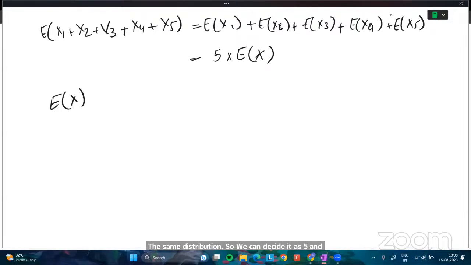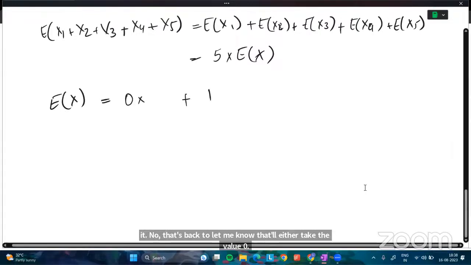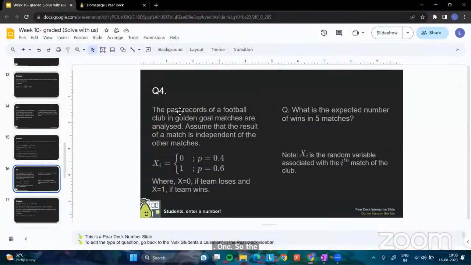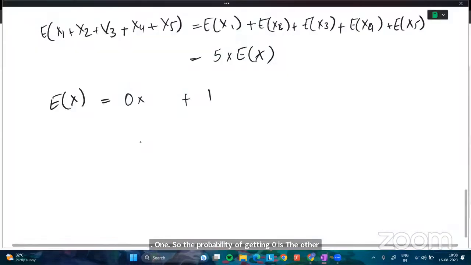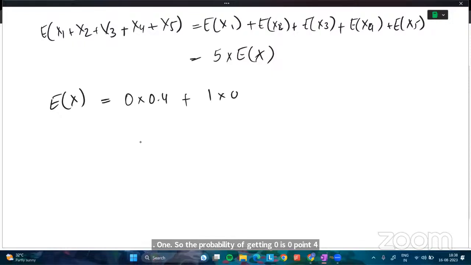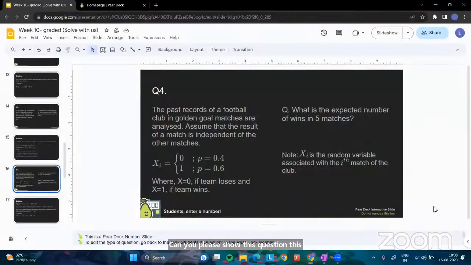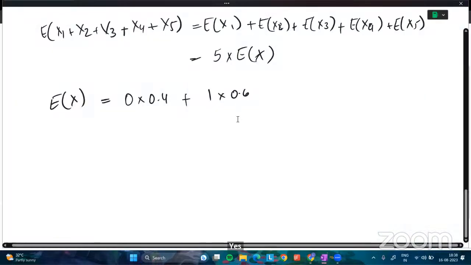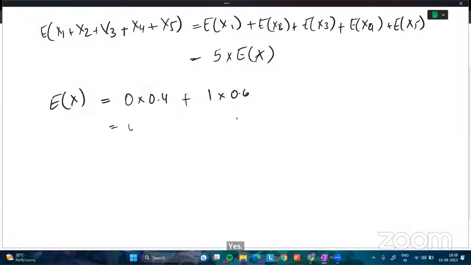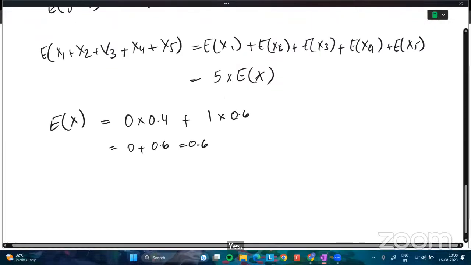Now, for the expected value of X, we know that it will either take the value 0 or 1. The probability of getting 0 is 0.4, and for 1, it is 0.6. Can you please show the question? Yeah, this is the question. So for one distribution, it will be 0 plus 0.6, or 0.6. So the sum of the expectation will be equal to 5 into 0.6.